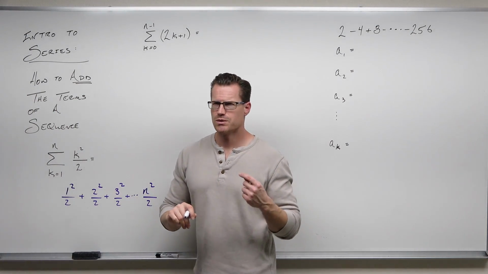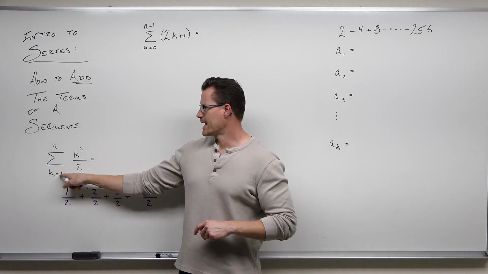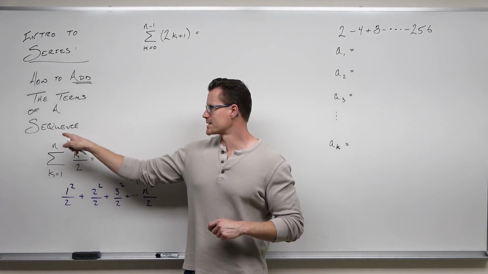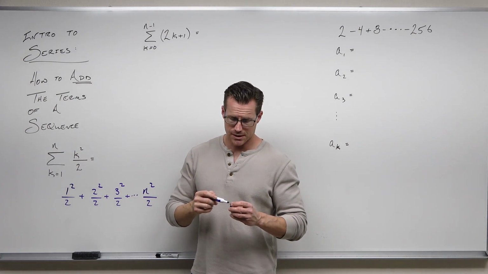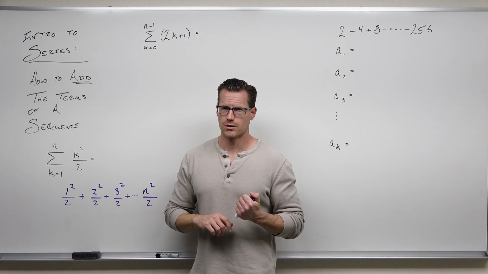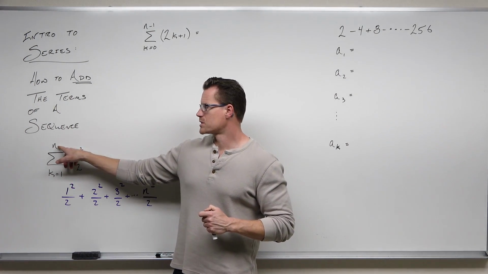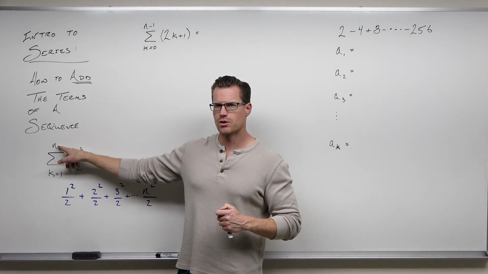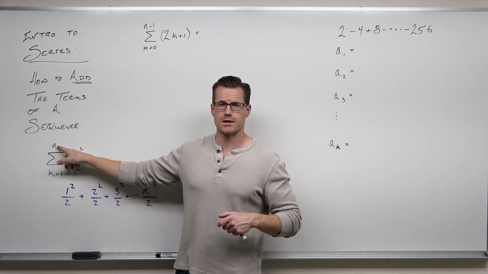Notice that the two different letters that we have, this k is the index of your sequence. This n tells you where to stop. Sometimes n is infinity, and it will be an infinite sequence. We get that a little bit later. But most of the time, that is going to be an actual number. So what if that had been 3?